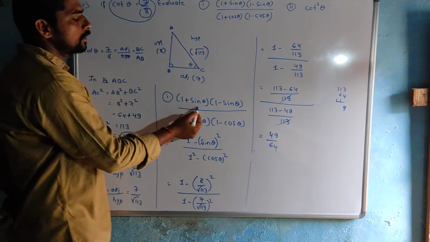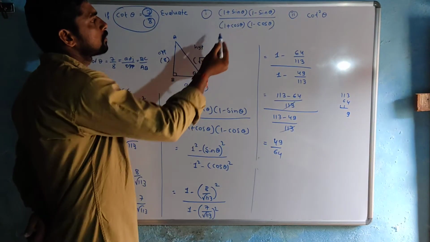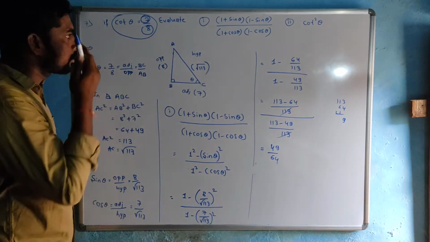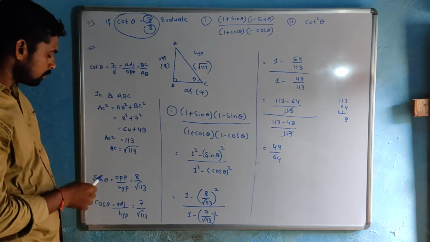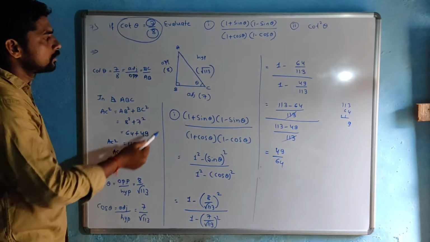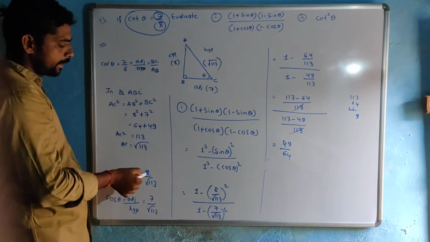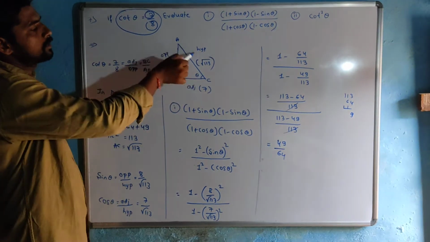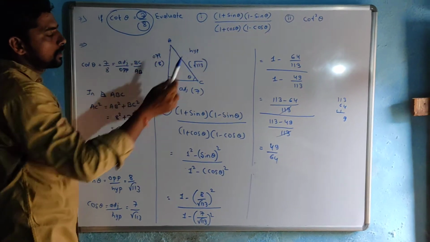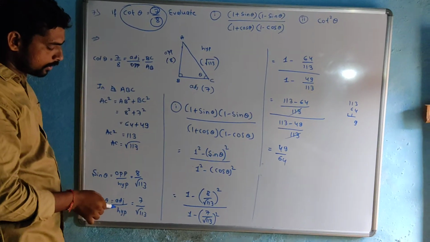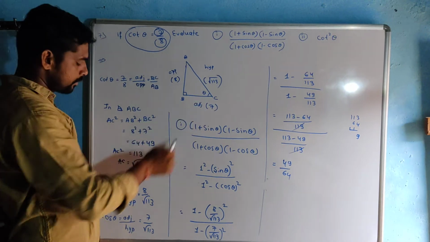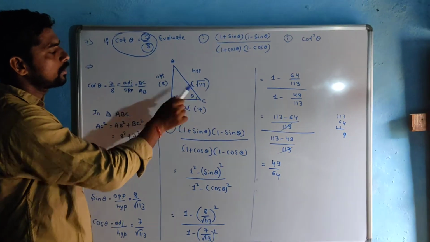You need sin theta and cos theta. See your first question, sin theta is there and cos theta is there. First you find those two values. Sin theta is equal to opposite by hypotenuse. The opposite side is AB, 8. Hypotenuse is AC, root 113. This is sin theta. And second one, cos theta. The cos theta ratio is adjacent by hypotenuse. The adjacent side is 7, hypotenuse is root 113.